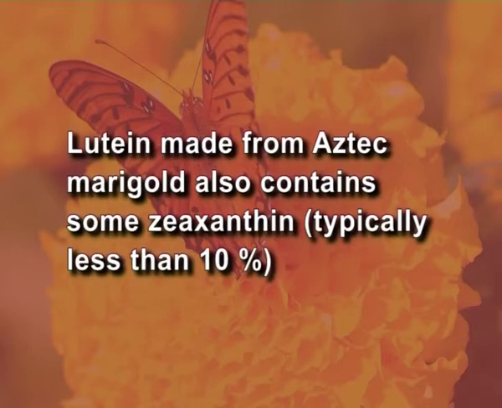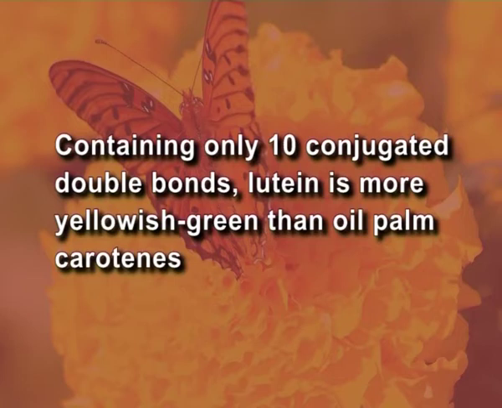Lutein made from Aztec marigold also contains some zeaxanthin, typically less than 10%. Containing only 10 conjugated double bonds, lutein is more yellowish green than oil palm carotenes.